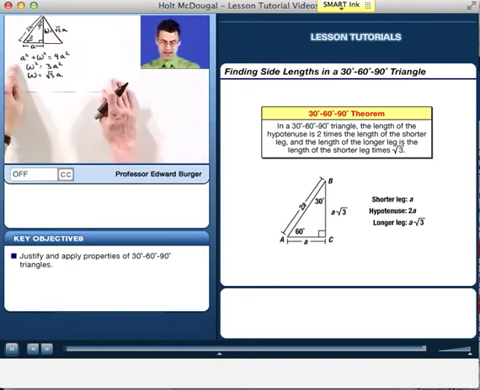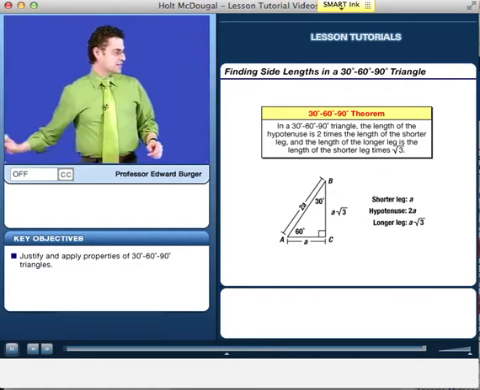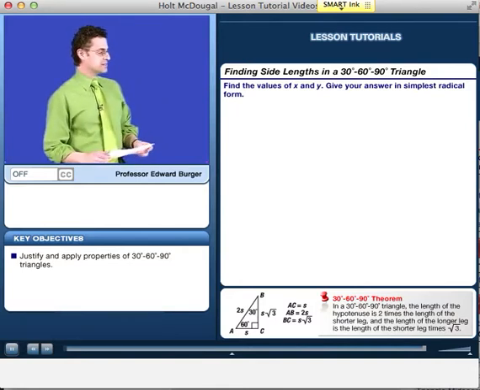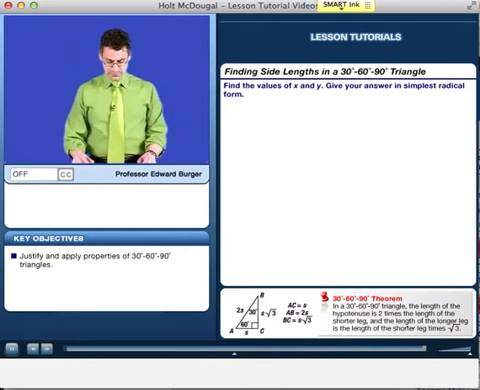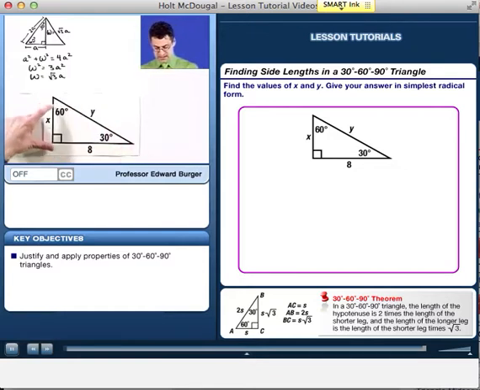Now armed with that, we can take a look at examples that involve the 30, 60, 90 right triangles. Here's the question: let's find the values of x and y and give our answer in simplest radical form. Well, check this out. Here I see this angle is a right angle, and I see this is 60 and this is 30. So that means this is a 30, 60, 90 right triangle. That's great. Y is the hypotenuse, x is the height here.